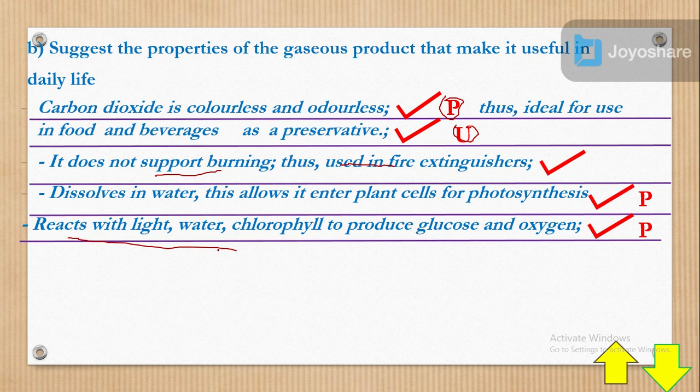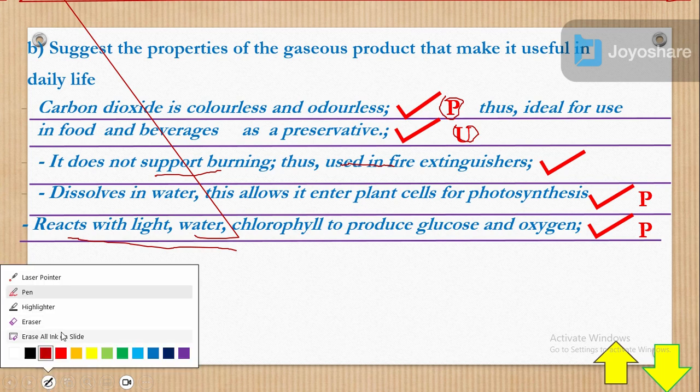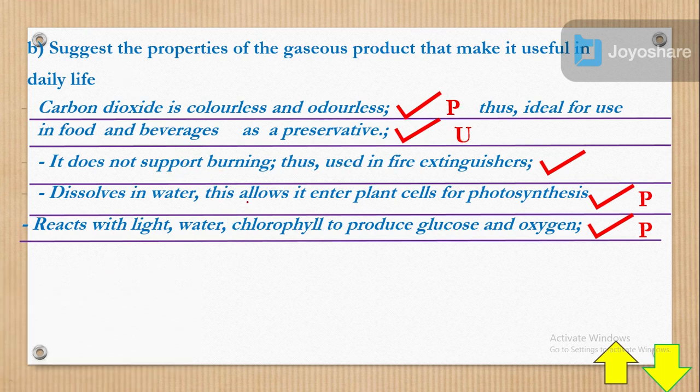Okay, in here it's more of biology. They will get that under chlorophyll. So, saying that it dissolves in water and this allows it, and beyond this, reacts with light, water and chlorophyll to produce glucose and oxygen through the process of photosynthesis, like that. These are all properties and their uses.